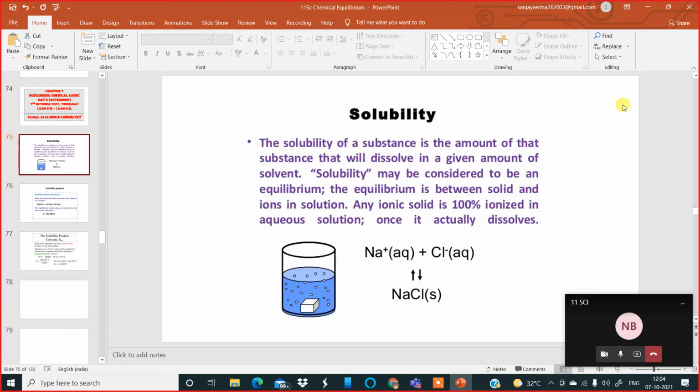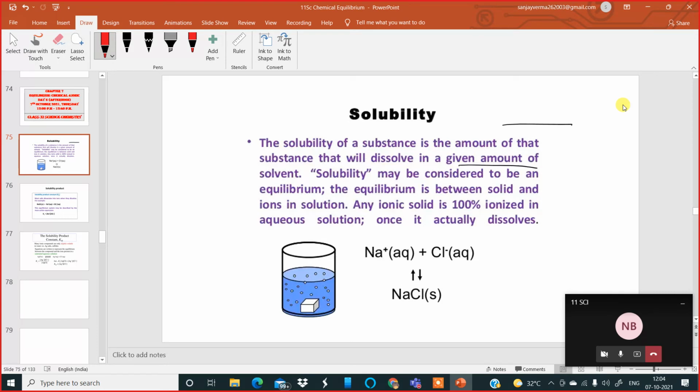The solubility of a substance is the amount of that substance that will dissolve in a given amount of a solvent. It may be considered to be an equilibrium between solid and ions in solution. Any ionic solid is 100% ionized in aqueous solution once it dissolves, so if you put sodium chloride salt in aqueous solution, it becomes ions. So the ability of a substance to dissolve in a particular solvent is considered to be solubility.